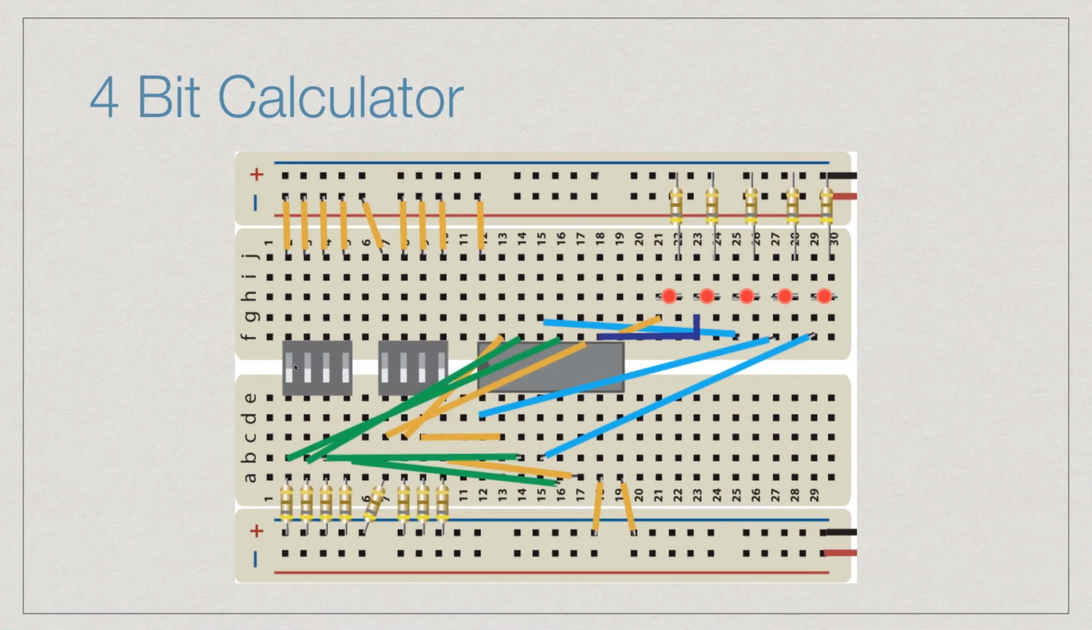Okay, and so we were able to create in this tutorial both a 1-bit adder as well as a 4-bit adder on breadboards. And you can see here the circuit design that I used. Hopefully this is maybe a little bit easier to understand.